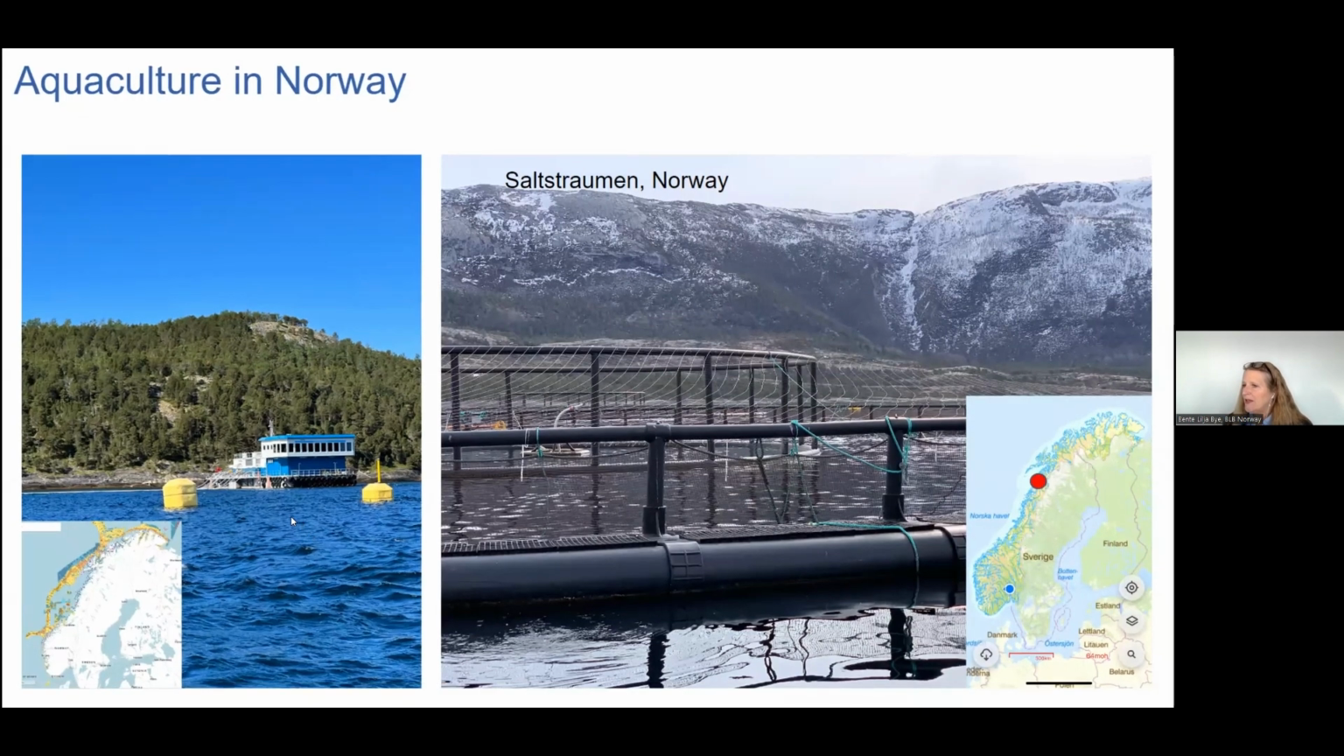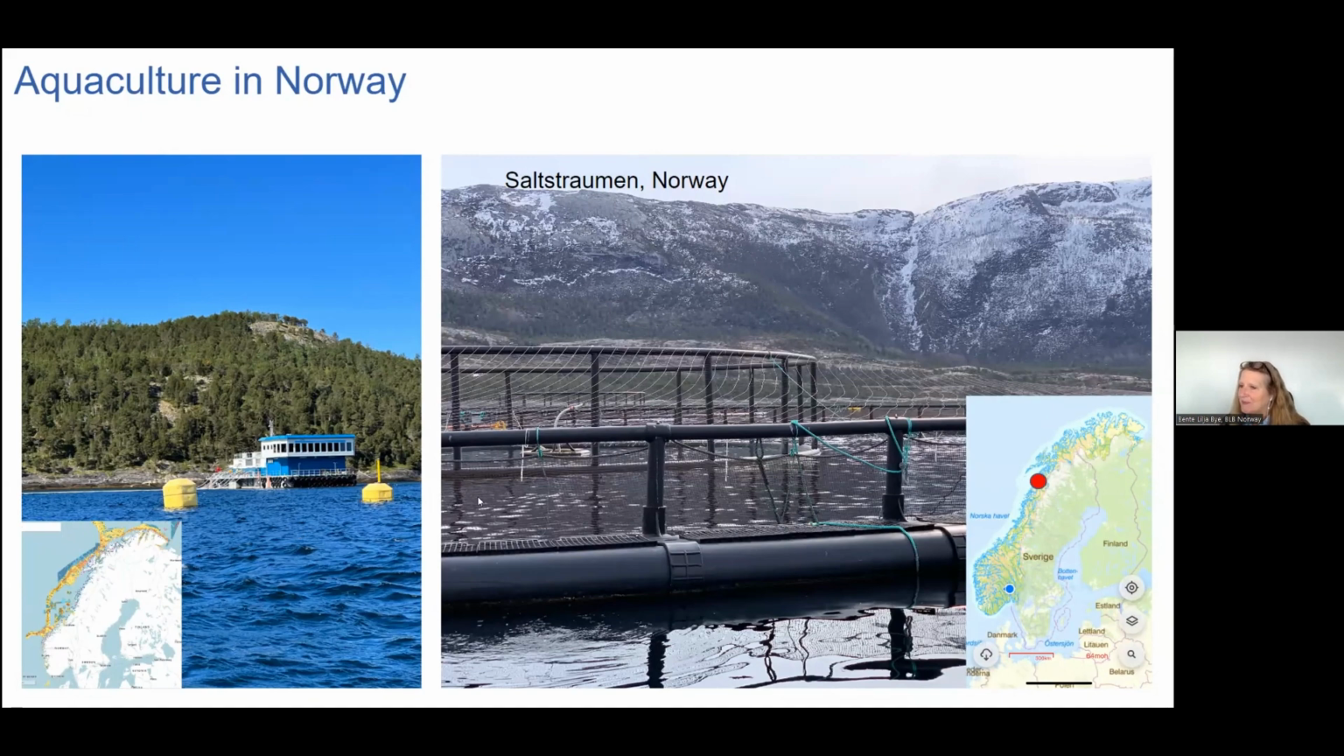These pictures here are an example where you see where I've written Saltstrand in Norway. The mountain you see there is actually a nature reserve. You see the aqua farm, and this is summer and winter, by the way, and it's also a very popular place to fish. So in this very spot, you have all these conflicting interests that you need to take care of at the same time.